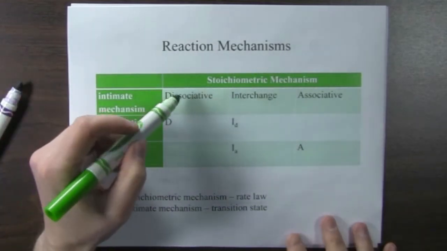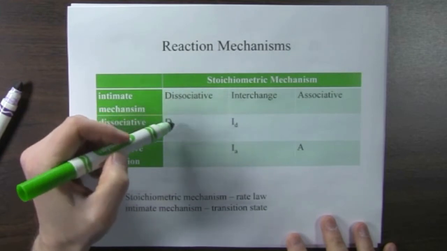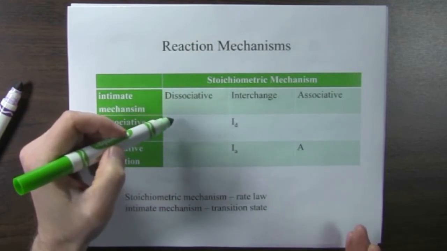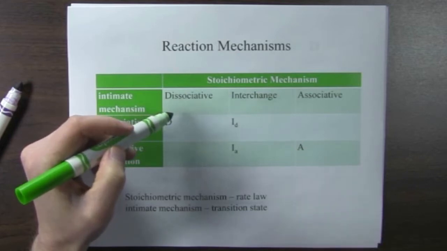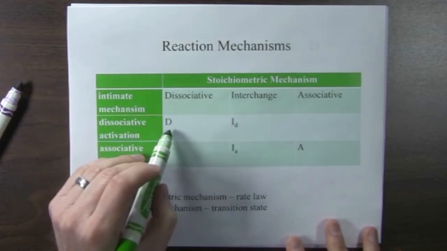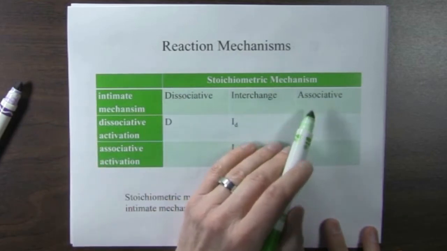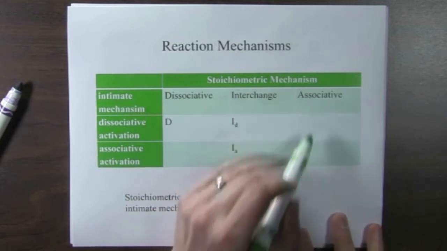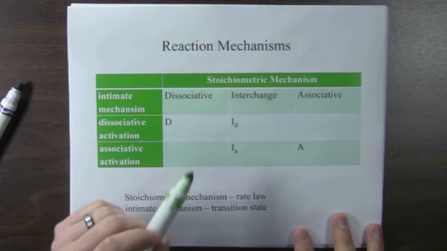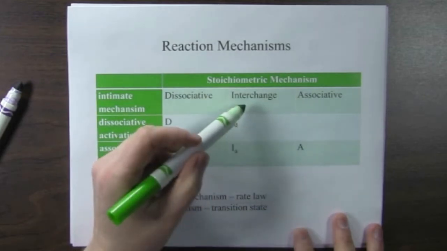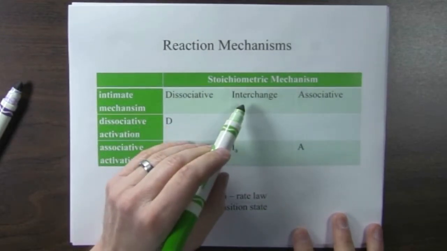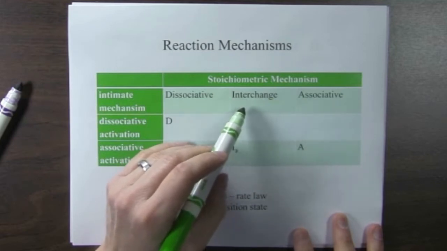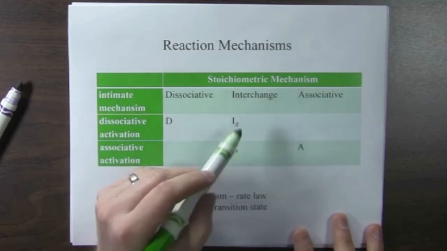So if the stoichiometric mechanism is dissociative, we lose the ligand before the entering ligand comes in. We give that a capital D symbol. If it's associative, the entering ligand binds before the leaving group goes away. We'll give that a capital A for associative. But then in the middle there's what's called an interchange, and here we don't see a transition state or an intermediate. Well, we'll go into each of these in detail.